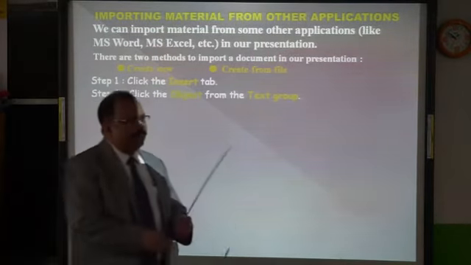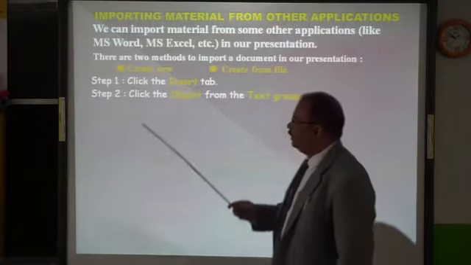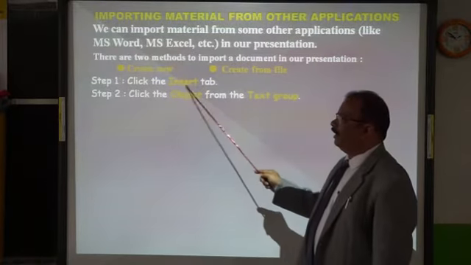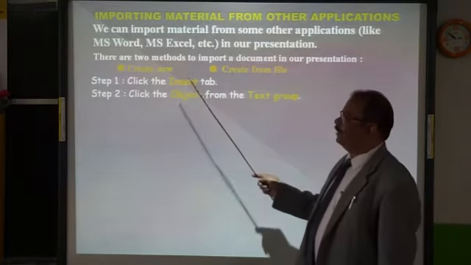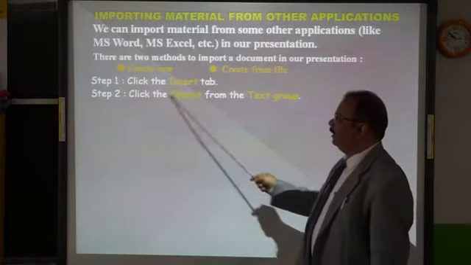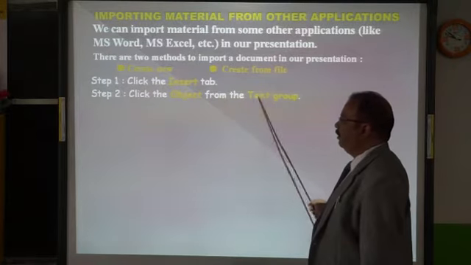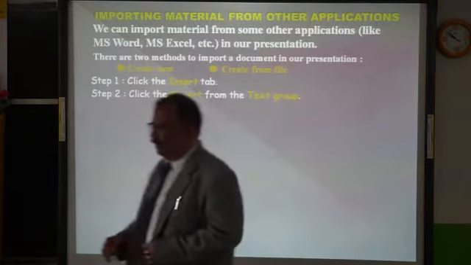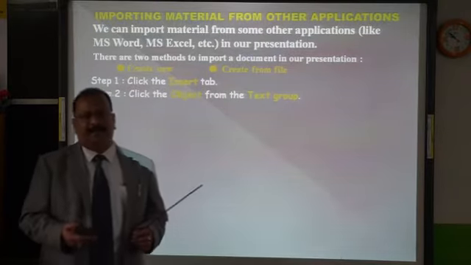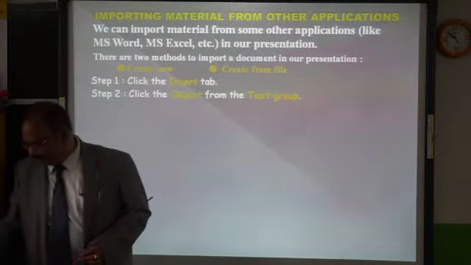And for this, we have got the steps how to do that. Step 1, click the insert tab. Usually whatever you have to insert, you have to start with the insert tab and then click the object from the text group. Go to the text group and click object. Here object could be anything, it could be a text, audio, video, anything.